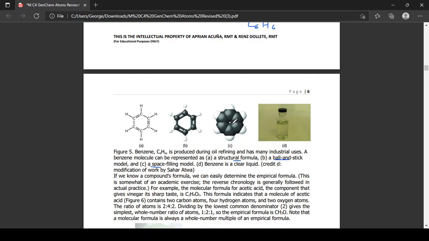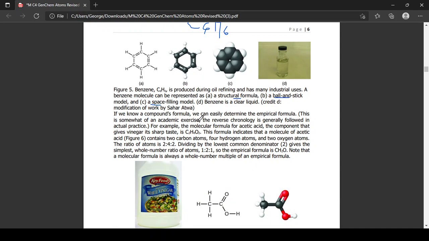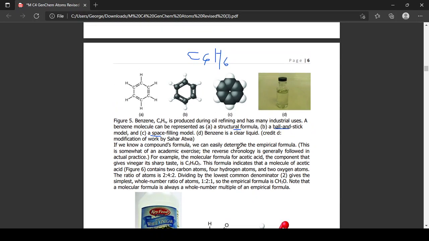If we know a compound formula, we can easily determine its empirical formula. C6H6 nga molecular formula, kay balaan na natin, kids. Ang iyang molecular formula, we can easily determine na ang iyang empirical formula.